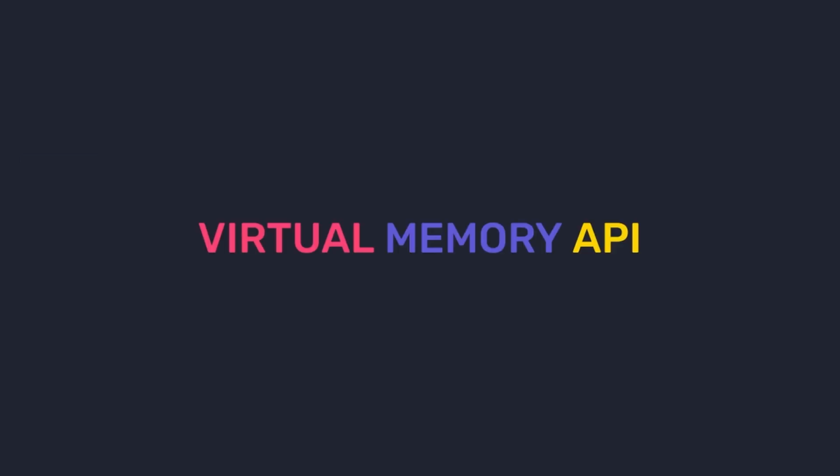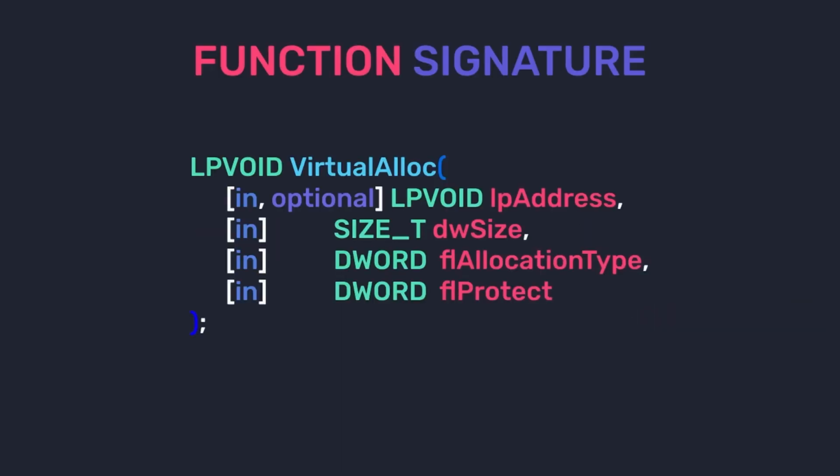Now, with the theory out of the way, let's see how to actually allocate and make use of virtual memory using the Windows API. This is the signature of the function that is used to allocate virtual memory. Let's dissect each of its arguments one by one. These in and out brackets specify whether the argument is going to receive data or return data. The return type of this function is LPVOID. LP stands for long pointer, so this function is going to return a void pointer to the allocated page.